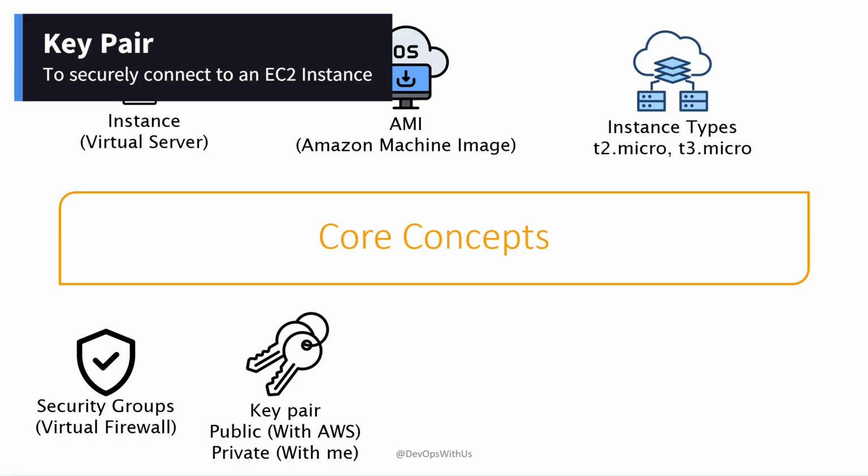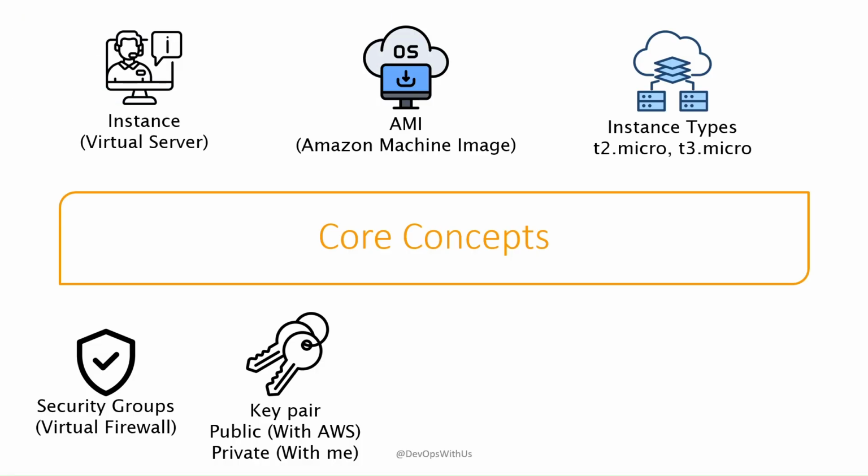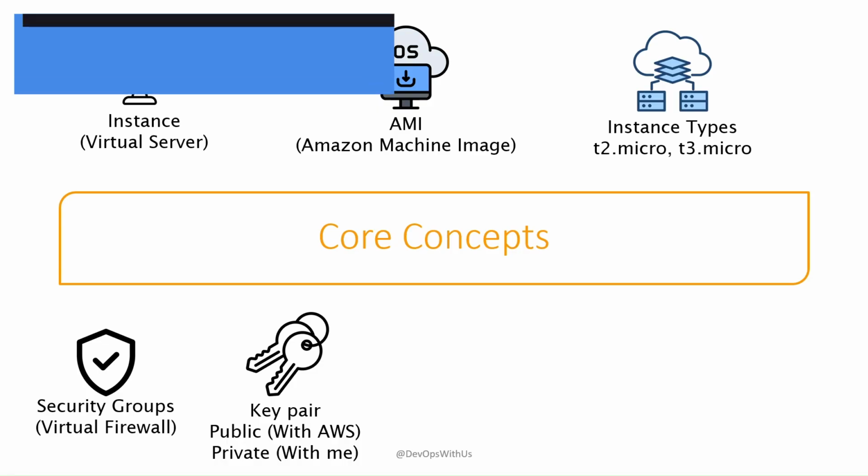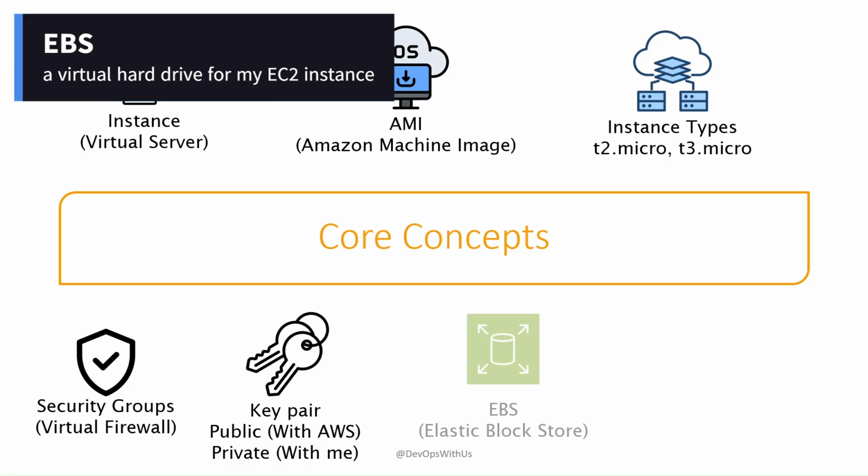Then comes the key pair. This is how I securely connect to my instances. It consists of a public key, which is with AWS, and a private key, which I download and keep with me safely. I cannot connect to my instance without the private key, so I make sure never to lose it.